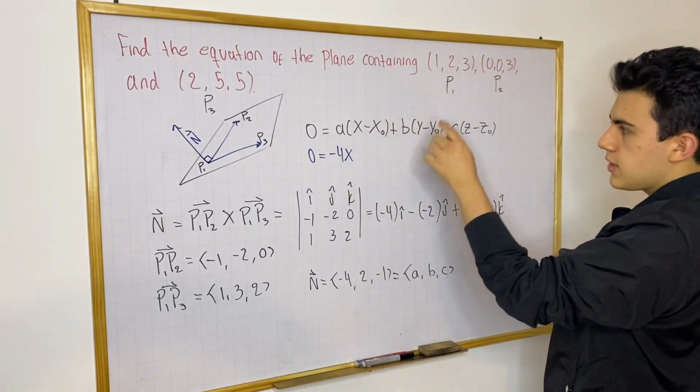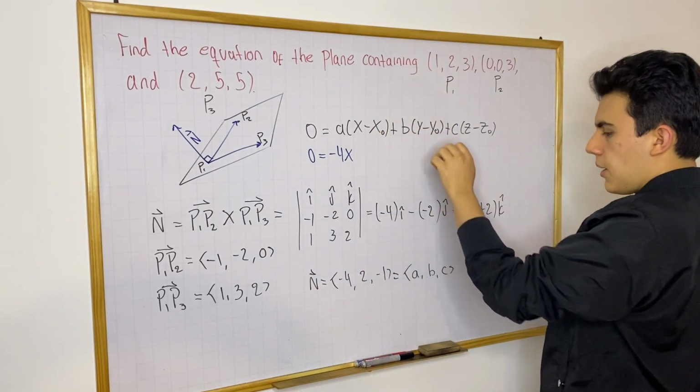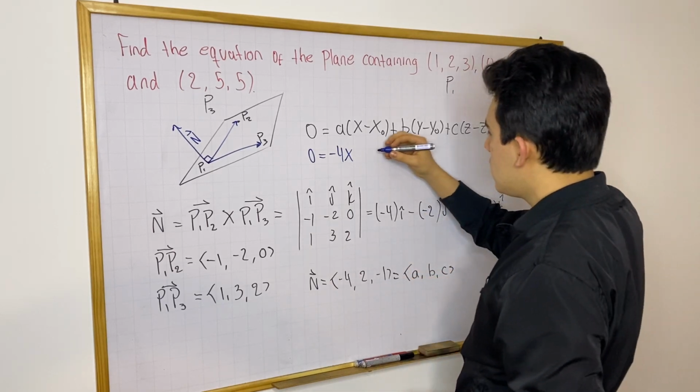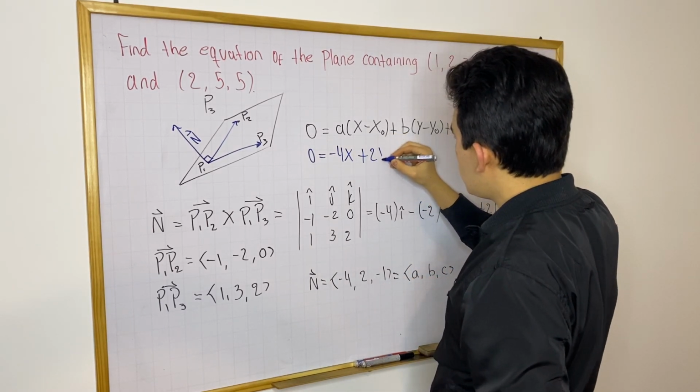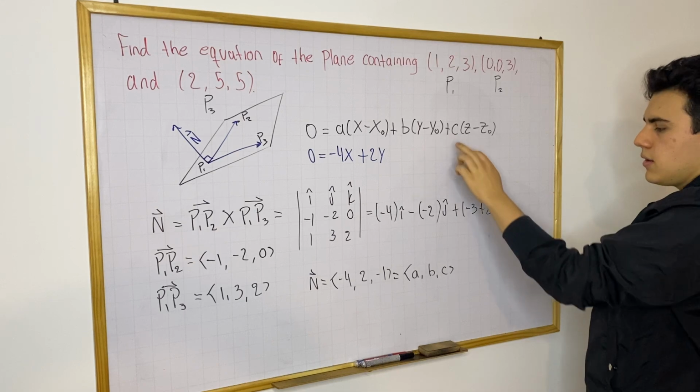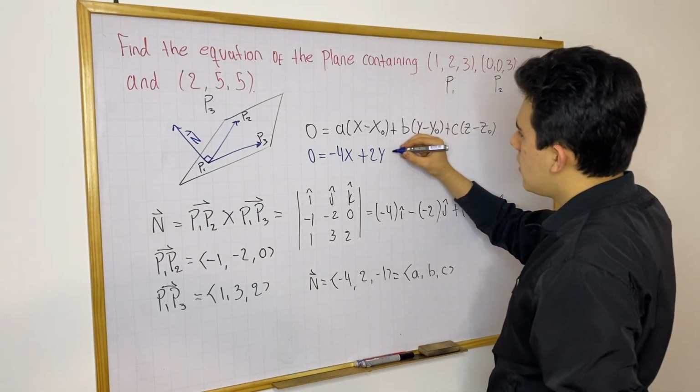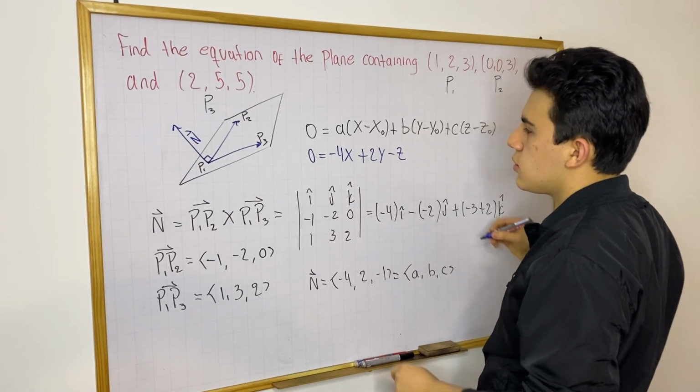Now I'll do the constants in the end. So we have b times y. We know b is going to be 2, so plus 2y. And now we have c. We know c is going to be negative 1, so this will be minus z, and now let's do the constants.